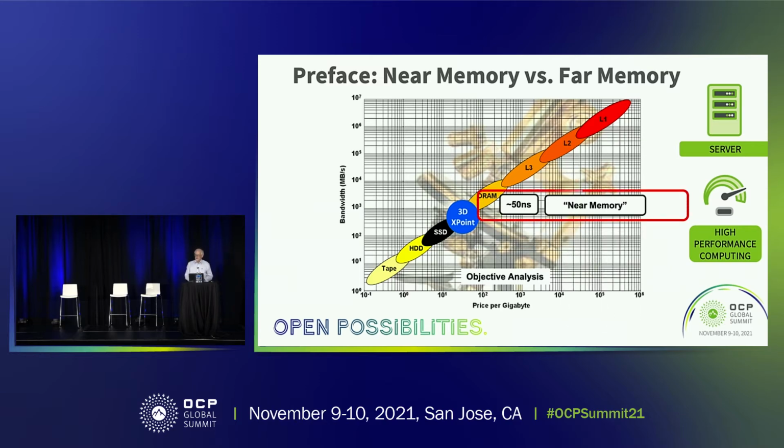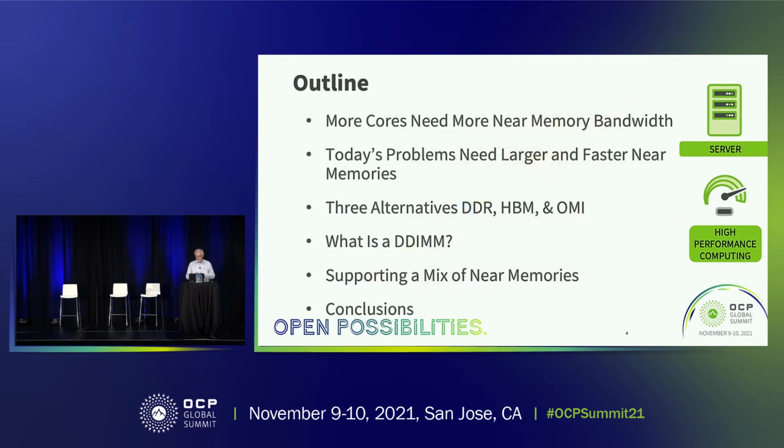The focus of this presentation is what we're calling near memory, specifically DDR, high bandwidth memory (HBM), and also OMI, this Open Memory Interface. With that in mind, I'm going to discuss the need for more near memory bandwidth and also memory capacity. I'll follow with some real world examples of the three current near memory interfaces, that is DDR, high bandwidth memory, and OMI. After that, an explanation of how an OMI differential DIMM works. I will show how it can support the simultaneous use of a variety of near memory types.